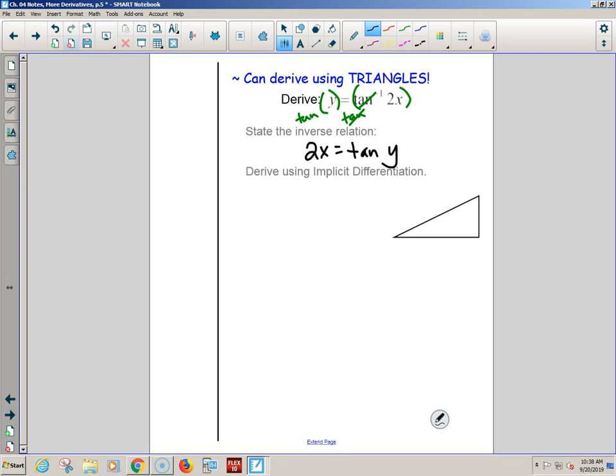You're getting rid of this inverse notation and saying, I don't need the y by itself, I like tangent better than tangent inverse. So you just take tangent of both sides and say, okay, there we go. All right, derive implicitly.